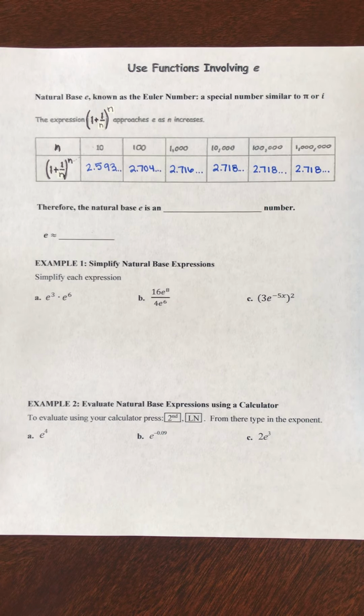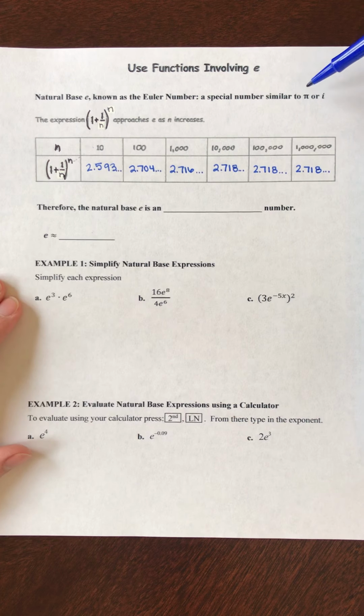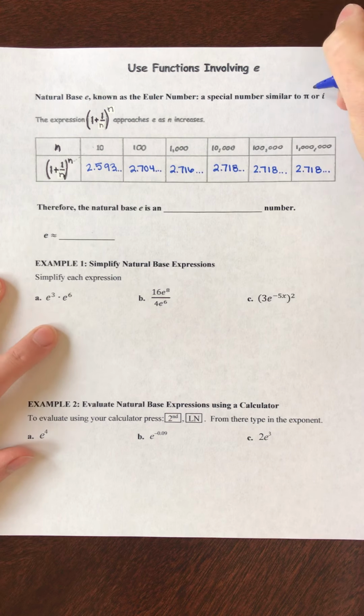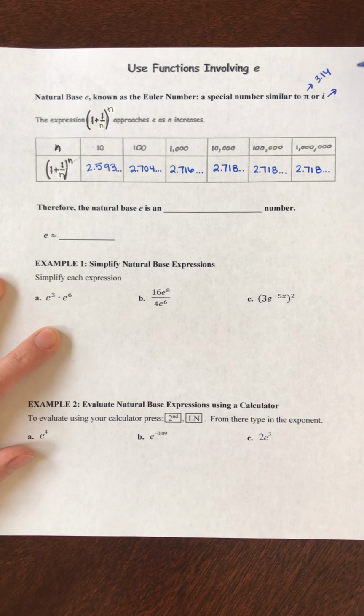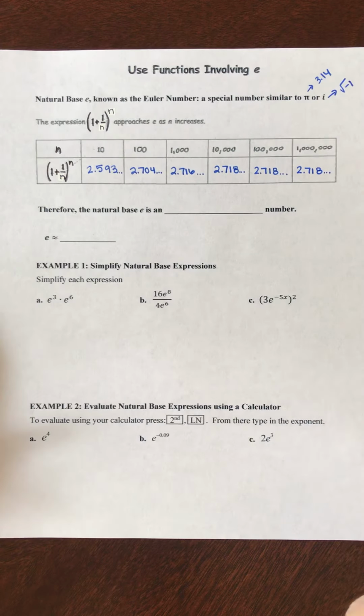In today's video, we are going to be looking at functions involving e. So e is a number. It's a special number, very similar to pi or the imaginary number i. Like remember in geometry, pi is 3.14. When we did the imaginary number this year, that was the square root of -1. So we have symbols that represent these special numbers.